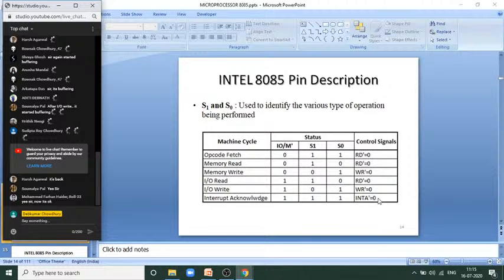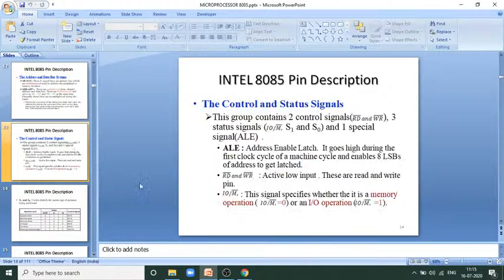Another special signal in our microprocessor is known as ALE. Look at that, ALE. ALE stands for address latch enable signal. It goes high during the first clock cycle of the machine cycle and enables the 8 LSBs of the address to get latched. What does it mean? ALE is address latch enable.